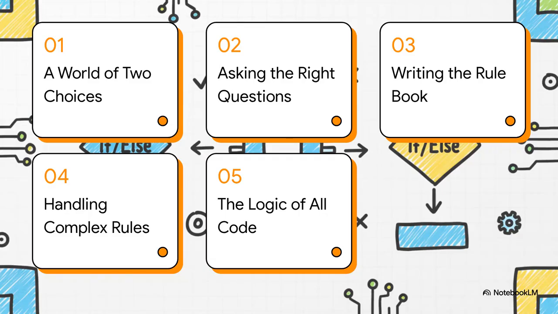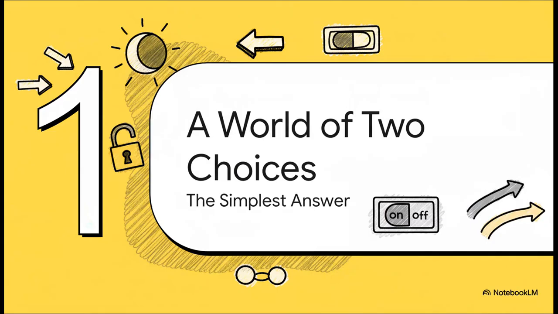First, we're going to start with the simplest choice a computer can possibly make, just a single yes or no. Then, we'll figure out how computers ask the right questions to get to that answer. From there, we'll see how to write a rulebook for the program, learn how to handle more complex situations, and finally, we'll see how this one simple idea is the secret behind, well, all code. All right, let's dive right in with Section 1, a world of two choices.